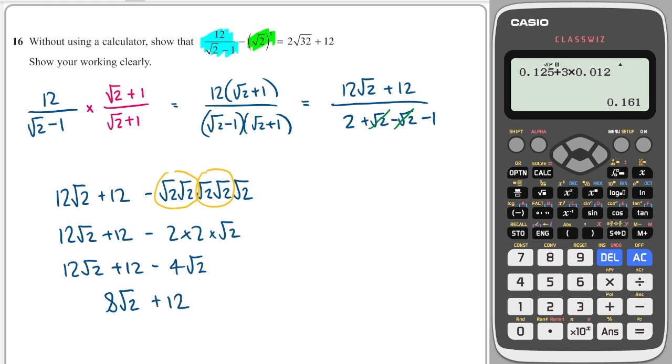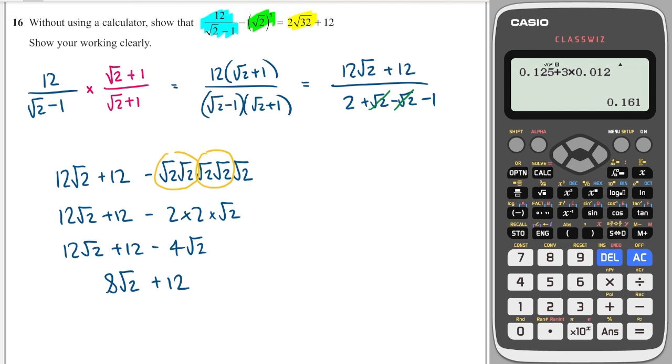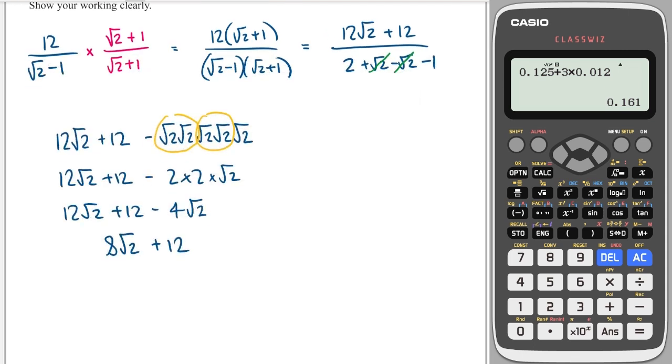Oh, but we're not done. No, because we want it as a root 32. Okay, well, what is 8? We know that there is a 2 here. So let's take the 2 out, and what are we left with? We're left with 4 root 2.